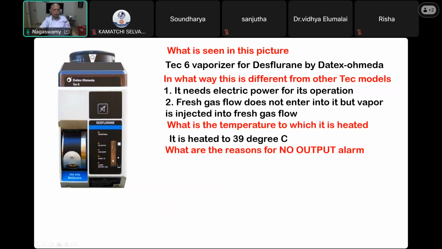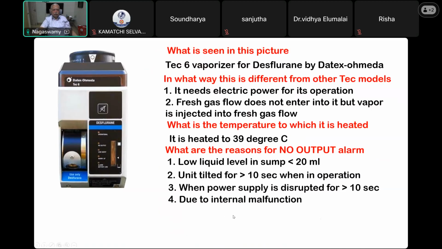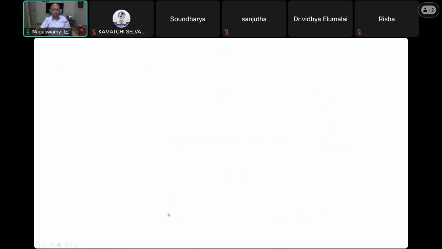Here you have various things which are displayed once you switch on. All of you would have seen. As soon as the power is switched on, all these signals and displays will first come, and then only you will get output. So the no output alarm will come if the liquid in the sump is less than 20 ml, or if the unit is tilted for more than 10 seconds when in operation, or when the power supply is disrupted for more than 10 seconds, and due to internal malfunction. What is the maximum percentage in dial setting? Already we have seen it is 18%. Okay, right.